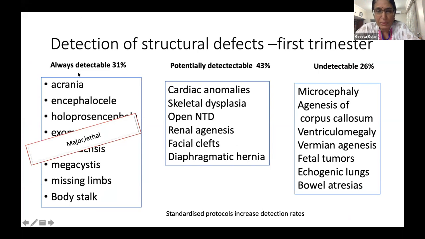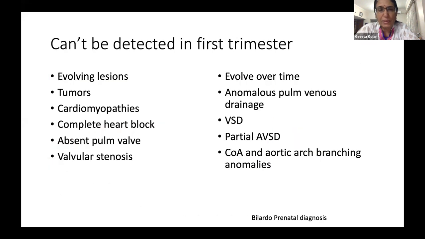There's a group, about 30%, which is always detectable. And these are the major, and most of them are lethal abnormalities. So if you pick them up early, you are able to give an option to the parents for a termination. And these are acrania, encephalocele, holoprosencephaly, exomphalos, gastroschisis, megacystis, absent limbs, and the body stalk anomaly. There are others which are potentially detectable, and there are some which are not detectable.